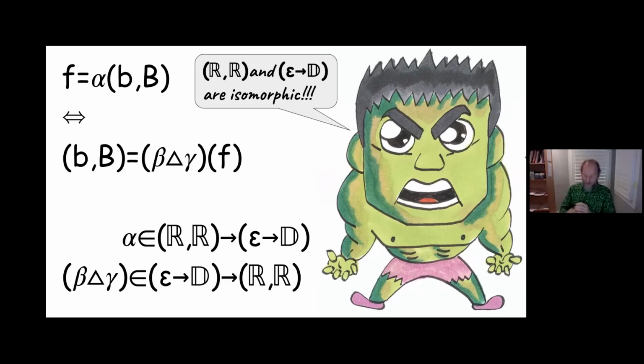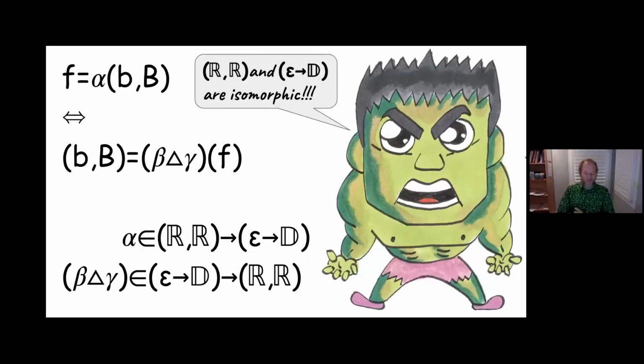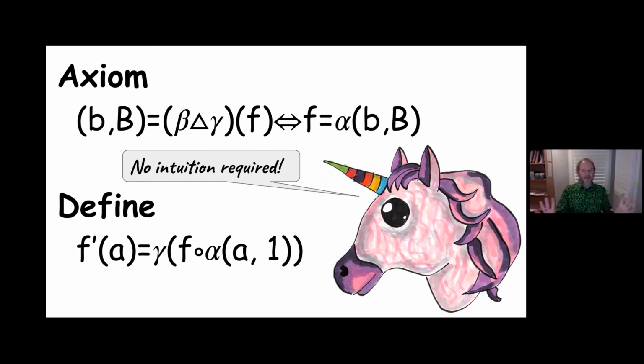Because what we can do now is we can take this as the axiom for differentiation. All right, so we just say that we have this isomorphism, and then we just take that as an axiom. And then we define what differentiation is by just saying it's gamma of F composed alpha A comma 1.